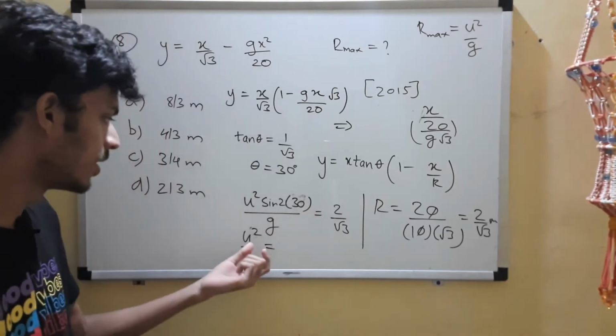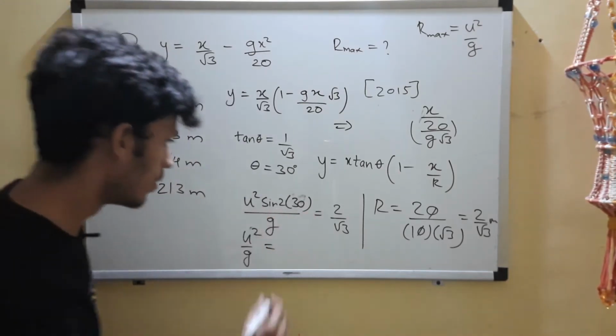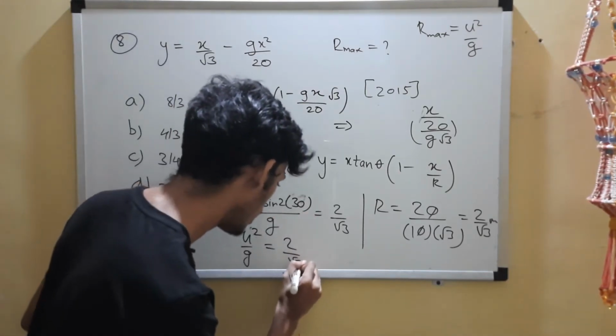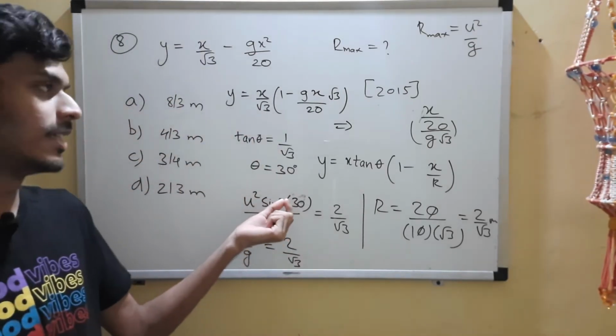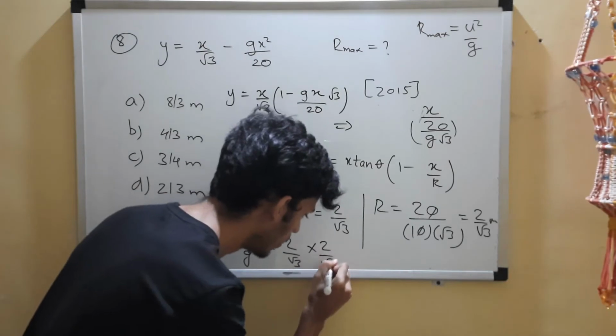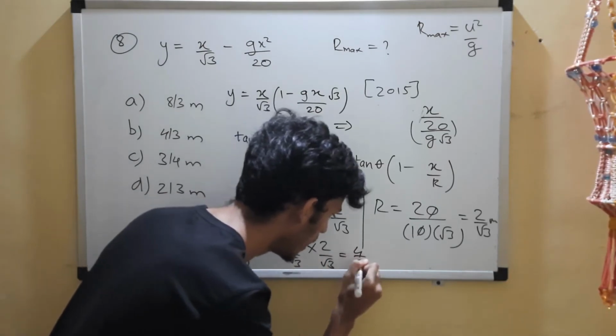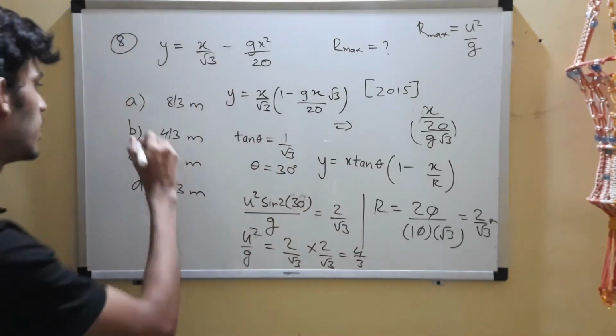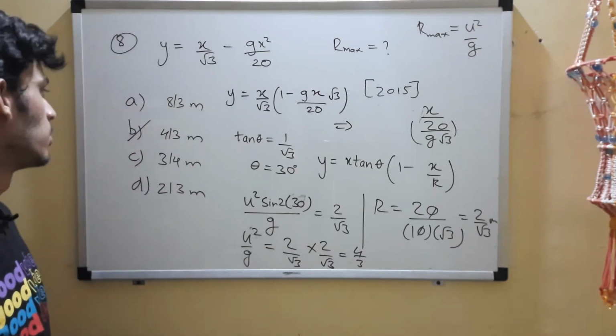So now it's just solving. So 2 root 3, and here also sine 60 is root 3 by 2. So that will go on the other side. It will be 2 by root 3. So 4 by 3. Okay. So 4 by 3 is the correct choice.